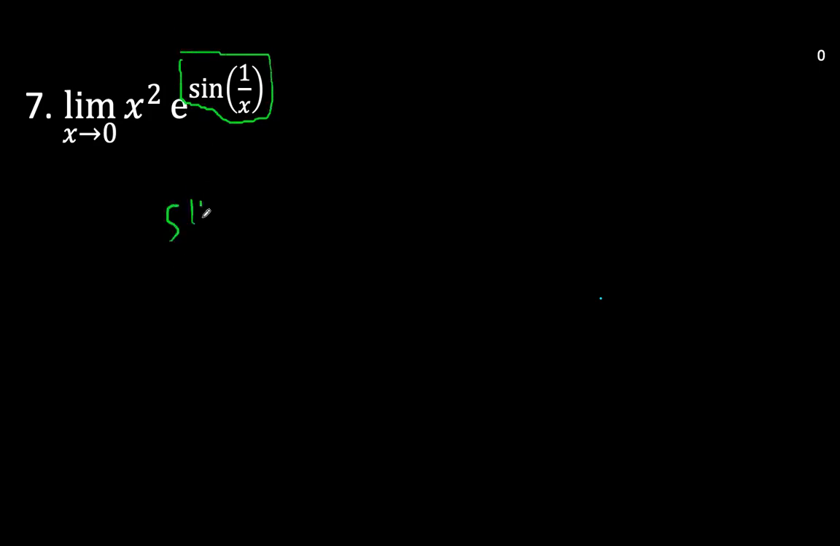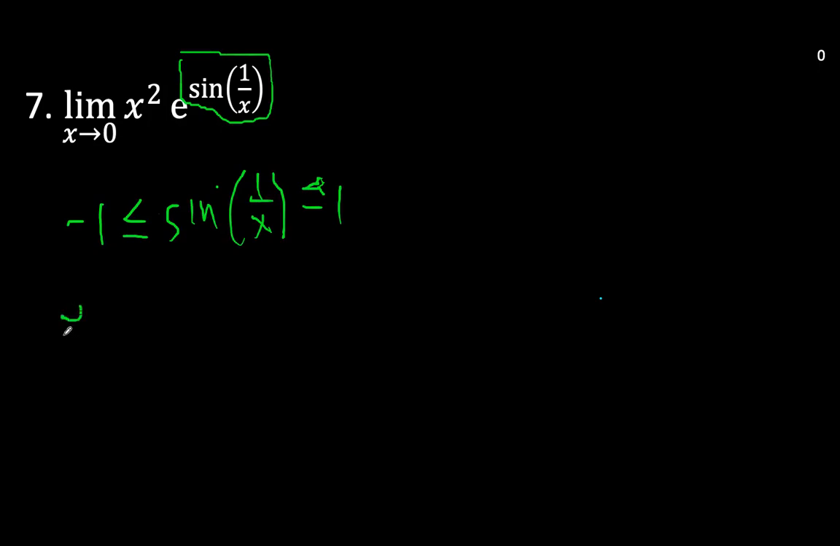And we know that sine of 1 over x is less than or equal to 1, but greater than or equal to -1, as always. Again, we need to express the middle term of the inequality to be e raised to sine of 1 over x. So how do we do that? We place e as the base, and all these terms are the exponents.